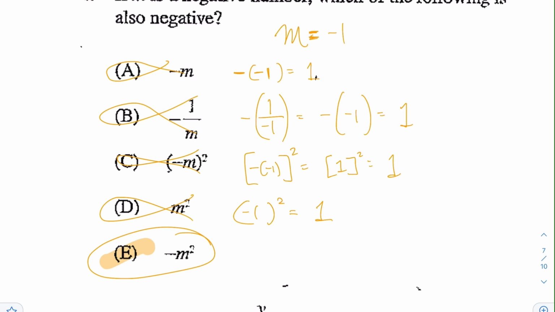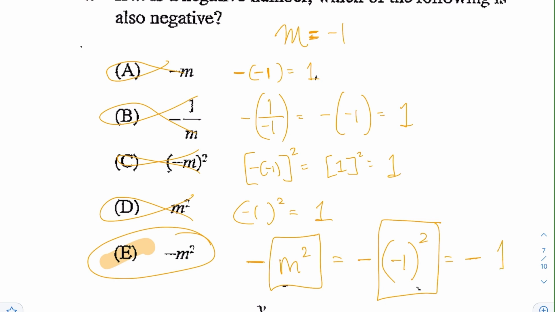If you have a negative on the outside of this m squared, here you have to do the exponent first before you multiply or divide, because of the order of operations. So this would be negative of negative 1 squared, which you have to raise to the second power first. So that will be negative of positive 1, which is negative 1. So that's why E is always negative. The negative of m squared will always be negative, because m squared is always positive.